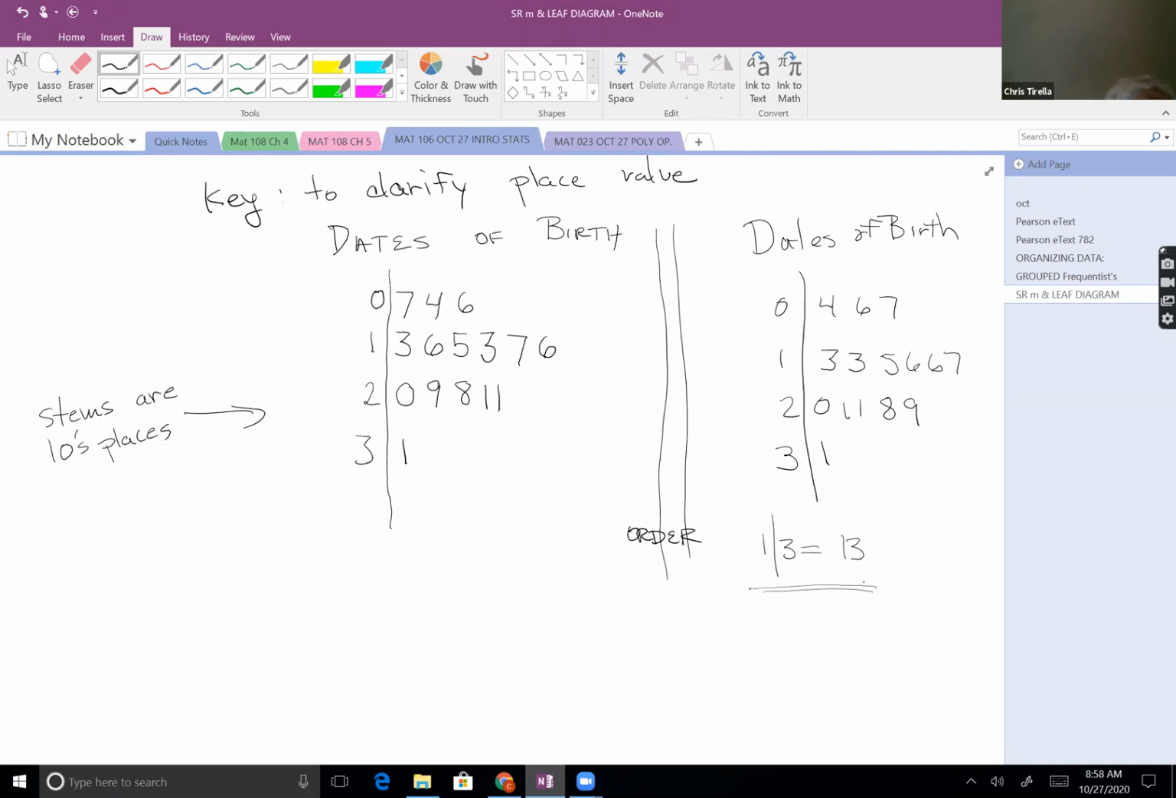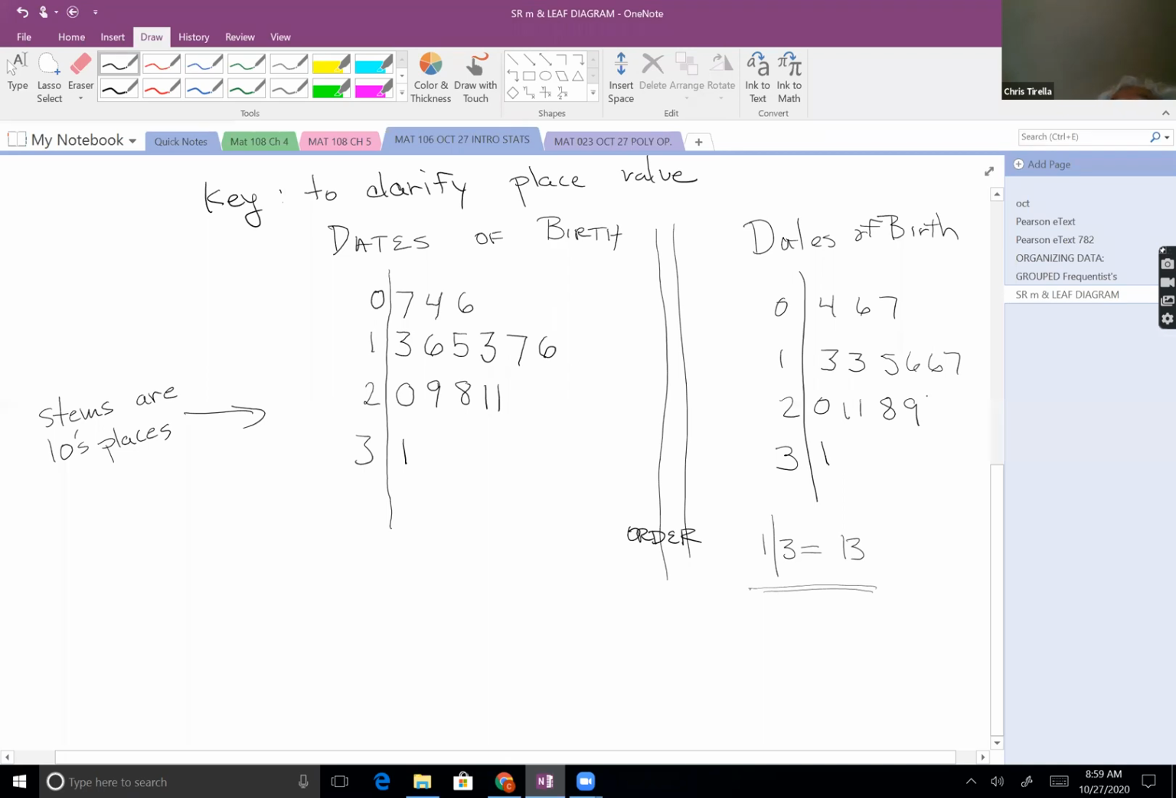Have any of you seen a stem and leaf diagram before? I feel like I've heard the name somewhere in school before. Can everybody wrap their mind around it and understand it? Would you be able to work backwards? If I gave you this stem and leaf diagram, could you say that our birthdays were on the 4th, the 6th, the 7th, the 13th, the 13th, the 15th, the 16th, the 16th, the 17th, and so on?